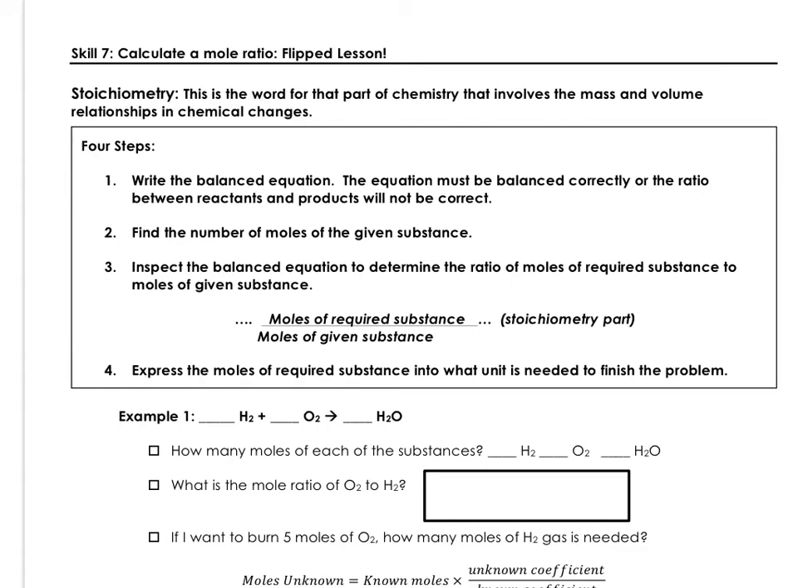All right, ladies and gentlemen, we've got Skill 7, which is our flipped lesson for this unit. In class we talked about hamburgers, stoichiometry, and we used the hamburger analogy to see how the amount of our ingredients does affect how much we can ultimately get out as a product at the end of a recipe or at the end of a reaction.